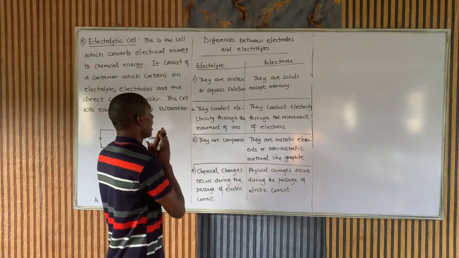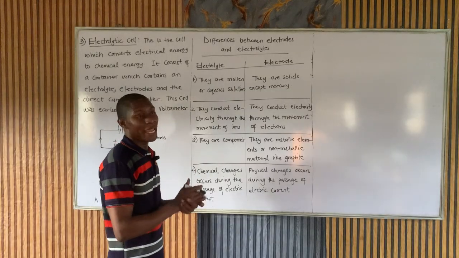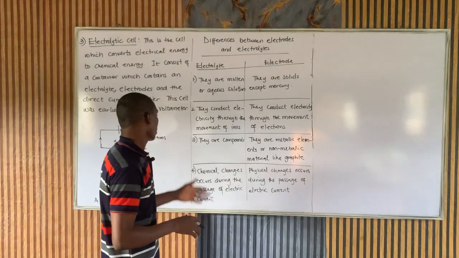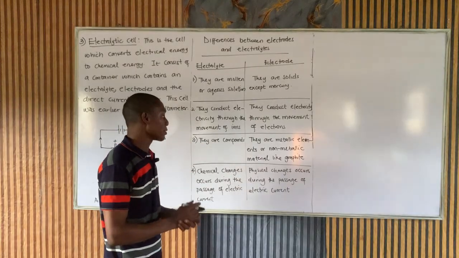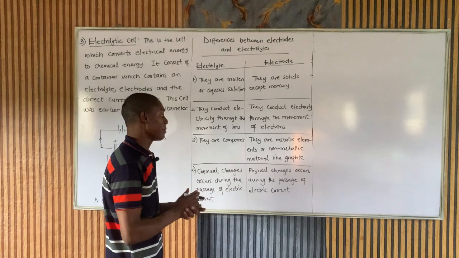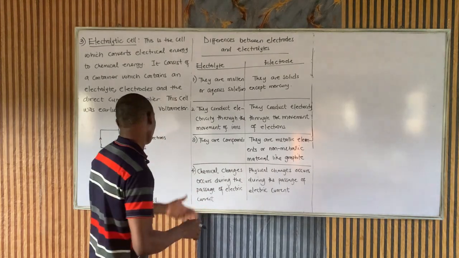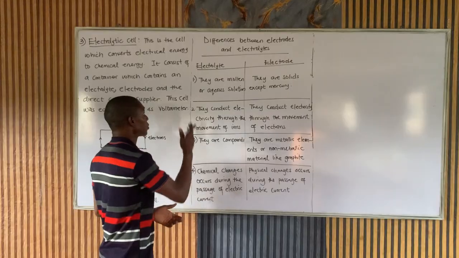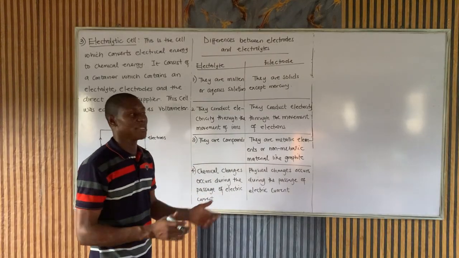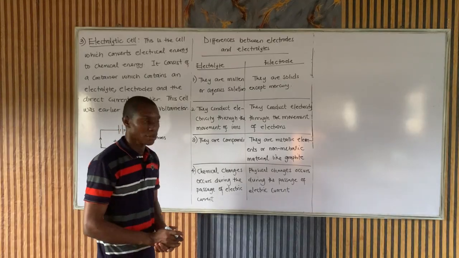2. Electrolytes conduct electricity through the movement of ions, while electrodes conduct electricity through the movement of electrons. 3. Electrolytes are compounds, while electrodes are usually metallic elements or non-metallic material like graphite. 4. Chemical changes occur in the electrolytes, while for the electrodes, physical changes are what occur.